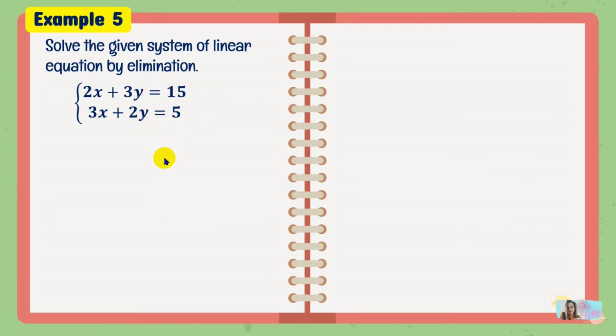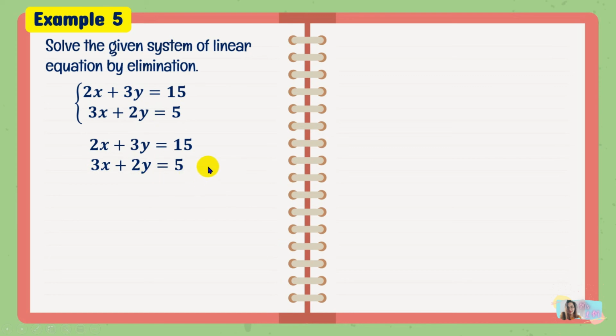So, in this case, kung mapapansin po natin, wala tayo ngayong term na may numerical coefficient of 1. Pareho silang may 2, may 3, 3, at 2. Ibig sabihin po nito, both of the equation, kailangan nating mag-multiply ng numbers. Okay? Both of the equation, we have to multiply a number. Magkaibang number po yon, isang positive, isang negative, or kung ano po yung hinihingi para magkaroon tayo ng additive inverse.